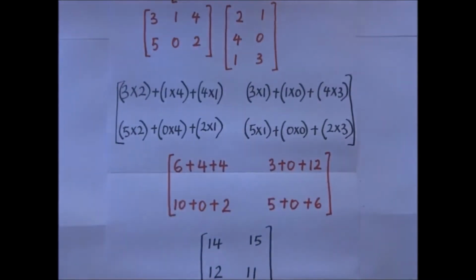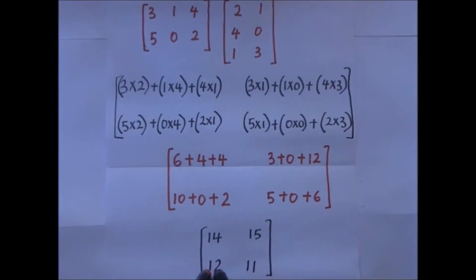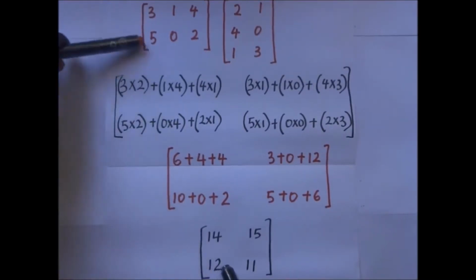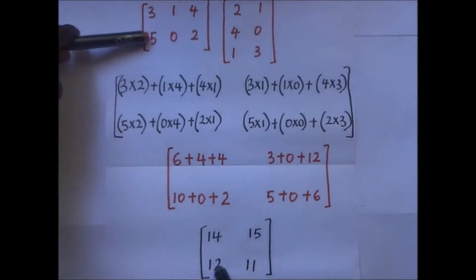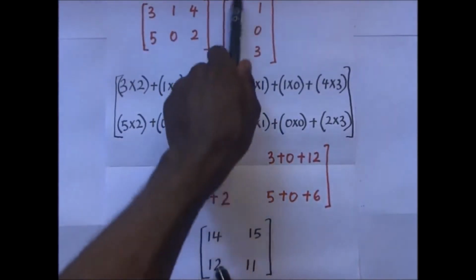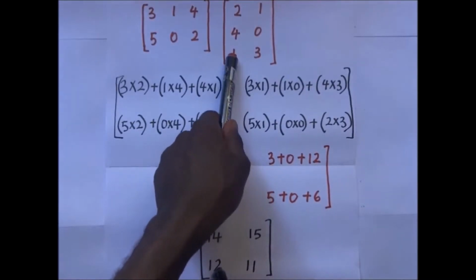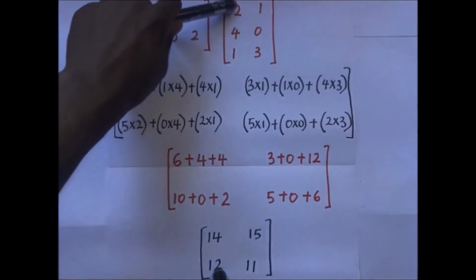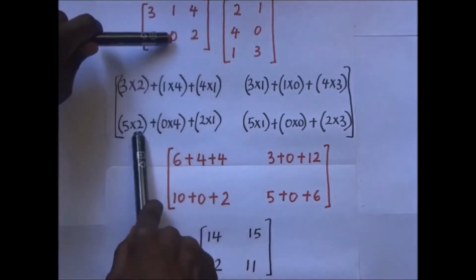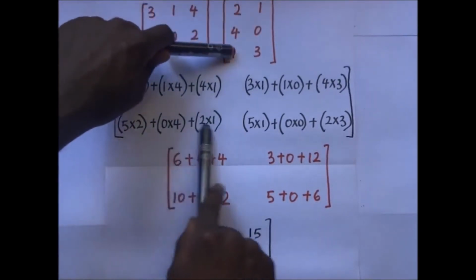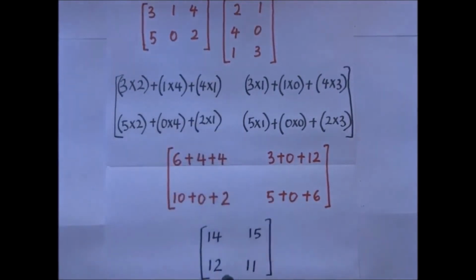The same goes for this number 12. To get this 12, first of all, it is positioned in the bottom row and on the left-hand column. So we multiply the bottom row by the left-hand column. It is 5 times 2, plus 0 times 4, and then 2 times 1. And this is what gave us the 12.